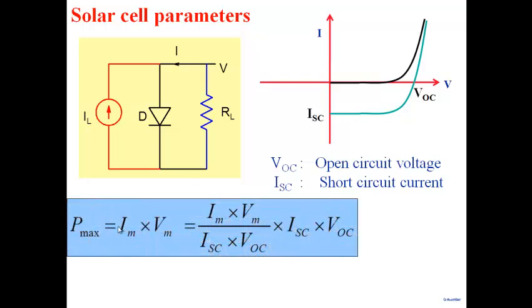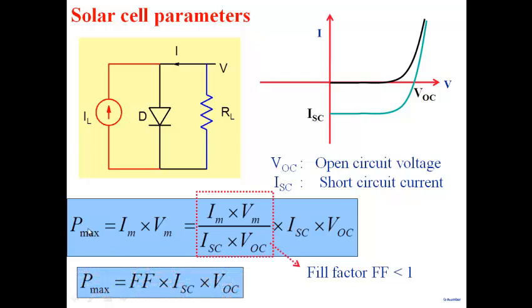As I said, maximum power is IM into VM. Somewhere at some VM you get maximum power. So what you do is IM into VM divided by ISC into VOC, multiplied by ISC into VOC. This factor is what we call the fill factor. This will always be less than 1 because IM will always be less than ISC, and VM will always be less than VOC.